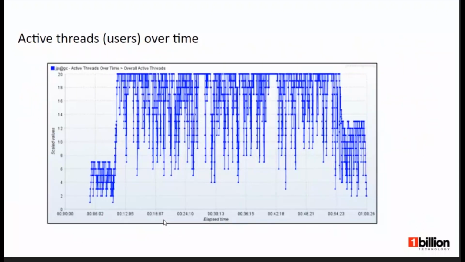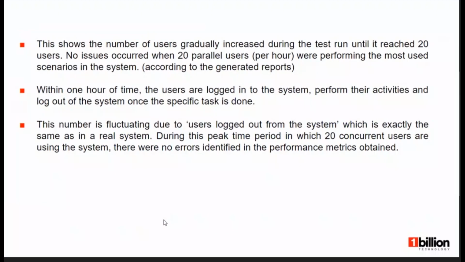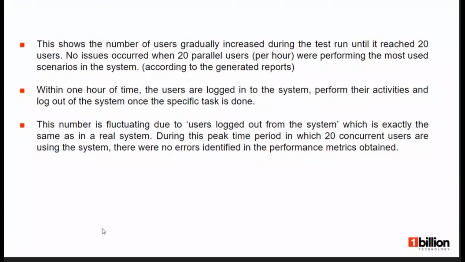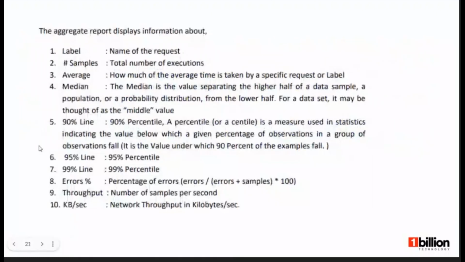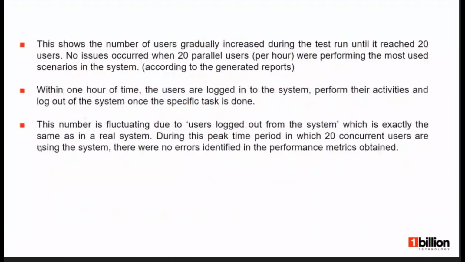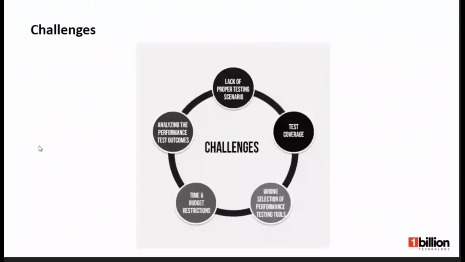If I describe this graph, it shows the number of users gradually increased during the test run until it reached 20 users. According to our project, we needed 20 users per hour, so we have to justify that using this graph. According to the aggregate report, we saw that there are no errors. So by using both the graphs and the Excel sheet, you have to tell the client there are no errors in the system. Naduni will now describe the challenges we faced during our project.